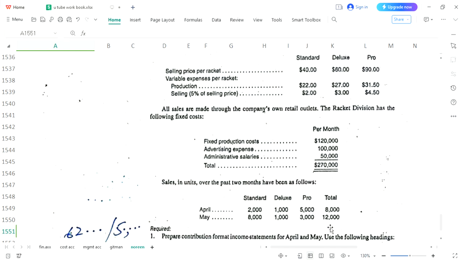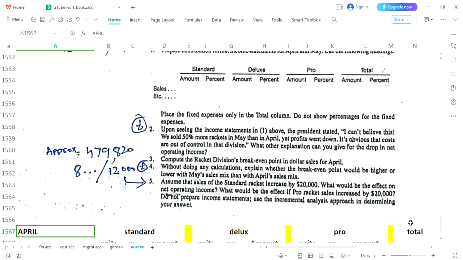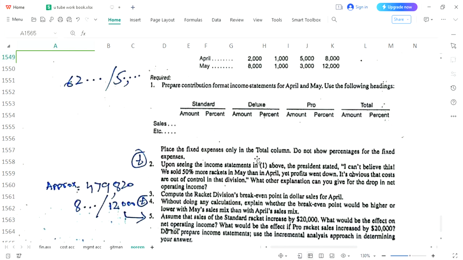So obviously, if you are selling more units, your profit should have increased. But surprisingly, when you were selling 8,000 units, your net margin was 62,000. And while selling 12,000 rackets, that means the number of rackets has increased, but your net margin has dropped. So what he wants us to say is, what other explanation can you give for the drop in net operating income? Even though the number of units has increased, what could be the reason?